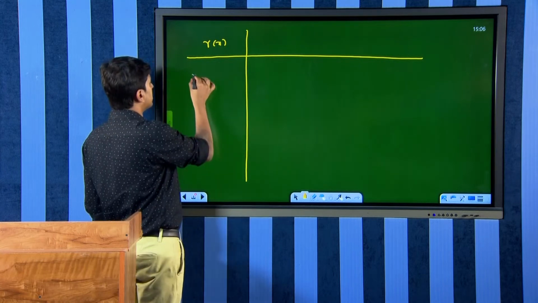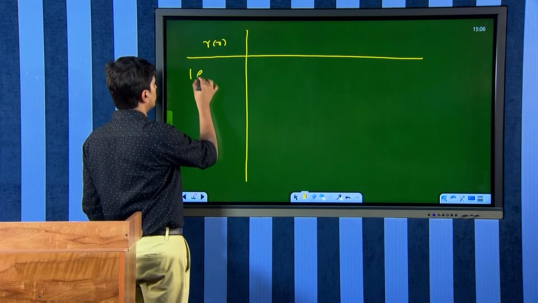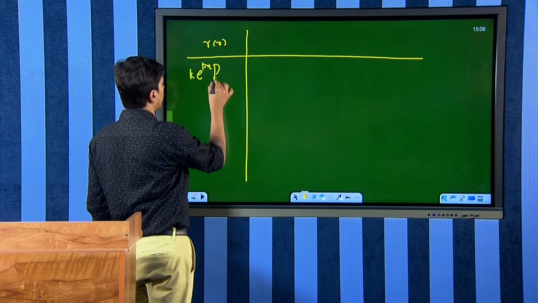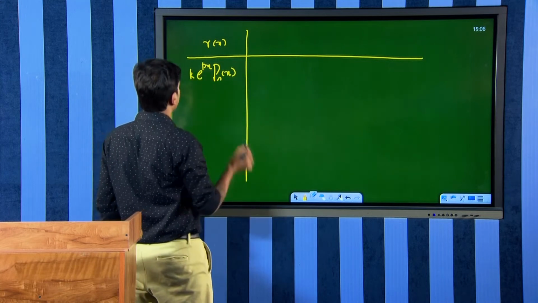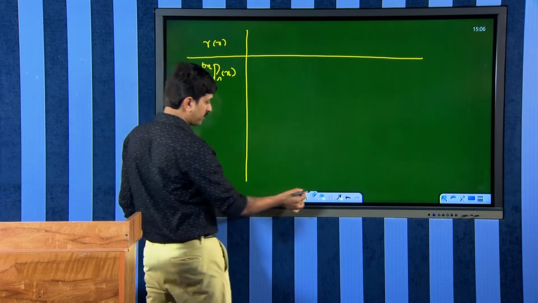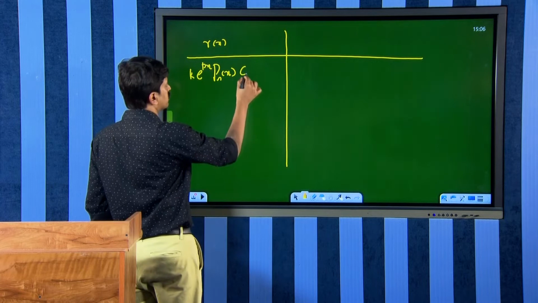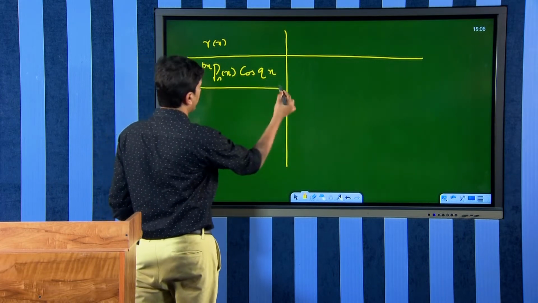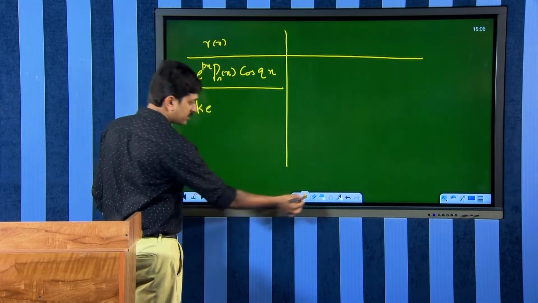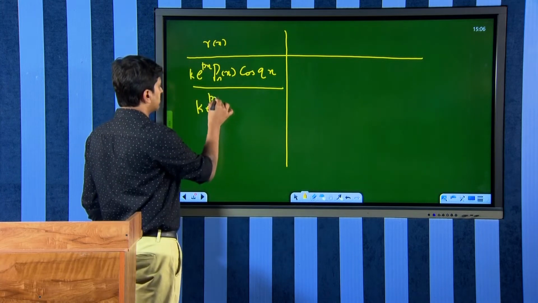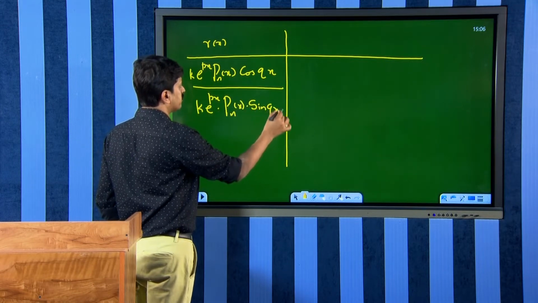some k e raised to px into Pn of x, e raised to px into Pn of x into the trigonometric function, some cos qx, or maybe some k e raised to px into the polynomial function into some sin qx. Any of these choices, no problem.